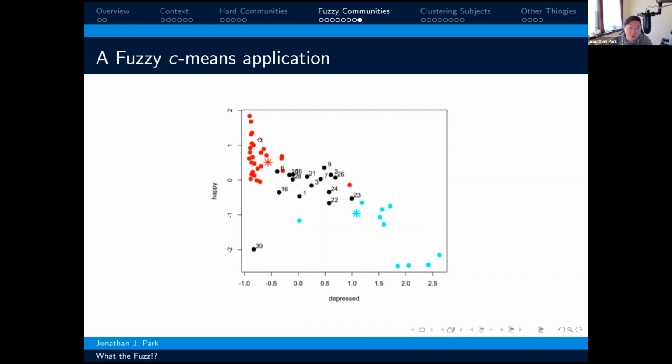And so we can see that the controls typically had higher happiness and lower depression. The depressed folks tended to have higher depression, lower happiness. This kind of makes sense. And then all but 2 of the black dots were folks who had major depressive disorder.